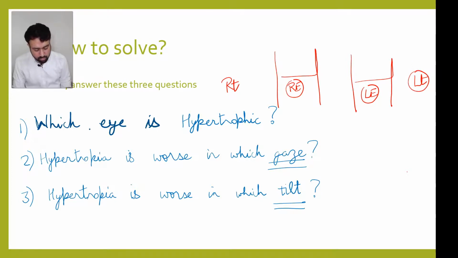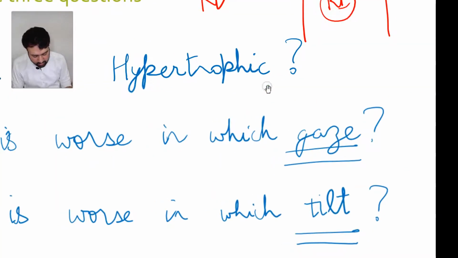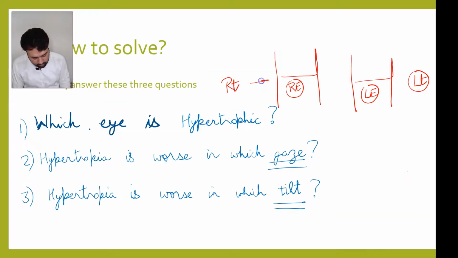So you have to remember that the recti, these are adductors, but their maximum vertical action occurs in abduction. So this direction is abduction. So here you will have the right superior rectus, here you will have the right inferior rectus, here you will have the right superior oblique and the right inferior oblique.